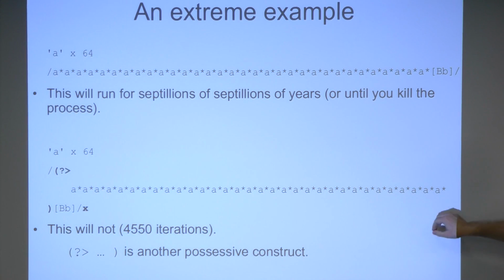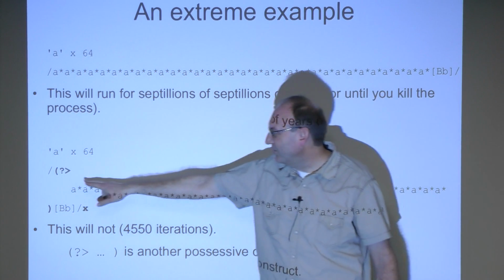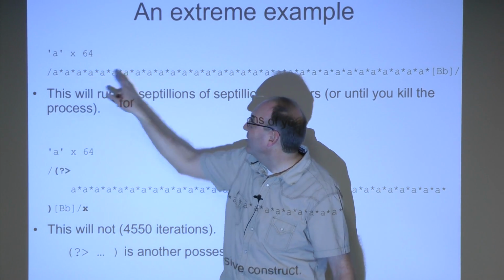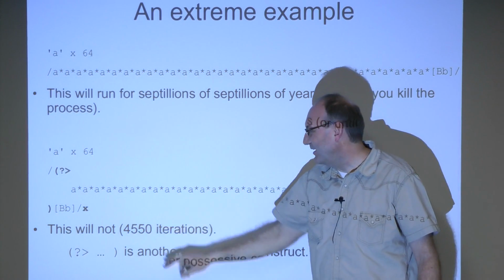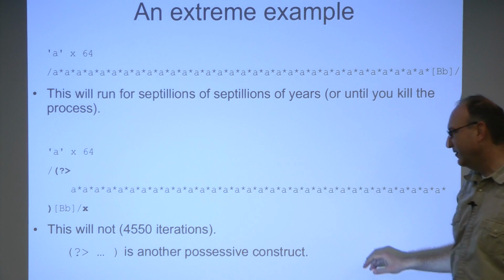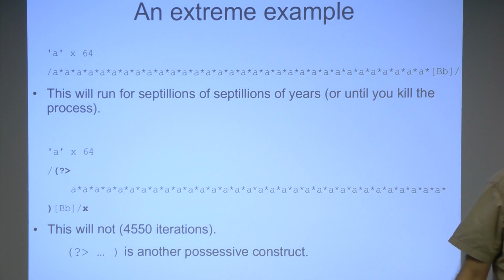a possessive quantifier. So here's another way of constructing a possessive quantifier. We're going to change this. We're going to change the star at the end to a possessive quantifier. Now it has to end in 4,550 iterations.